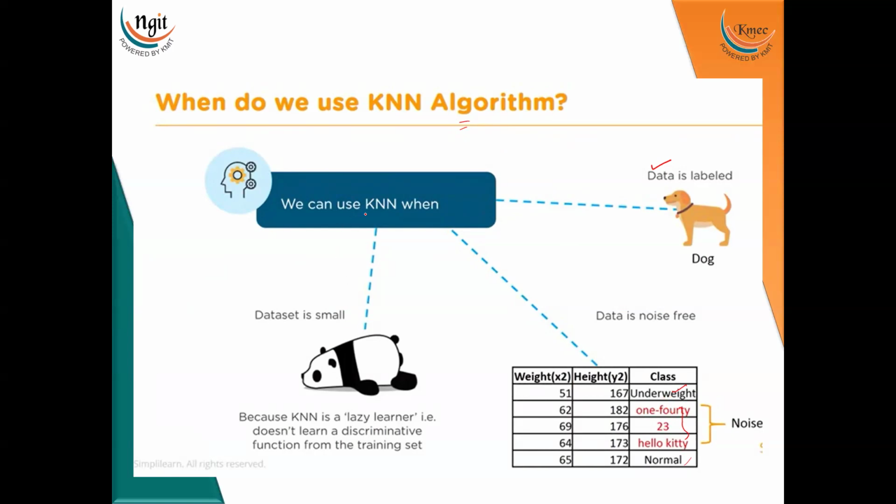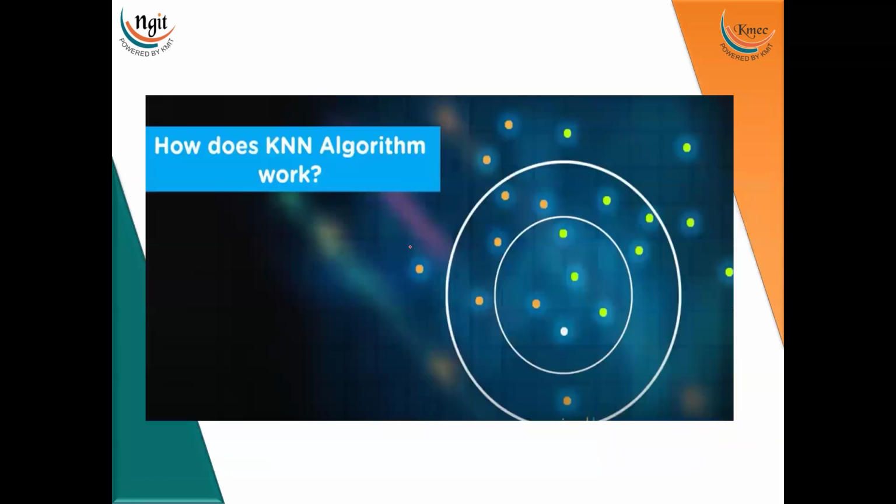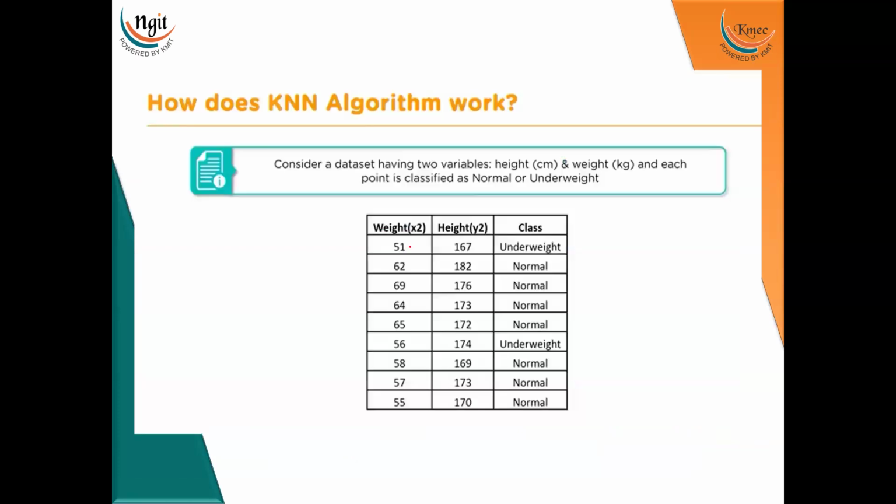And when we are choosing KNN, the data set should be small, because KNN is a lazy learner, it doesn't learn a discriminative function from the training set. So we should have a small data set, then only the KNN algorithm gives us accurate results. Then how does this KNN algorithm work? Let us explain it with one example.